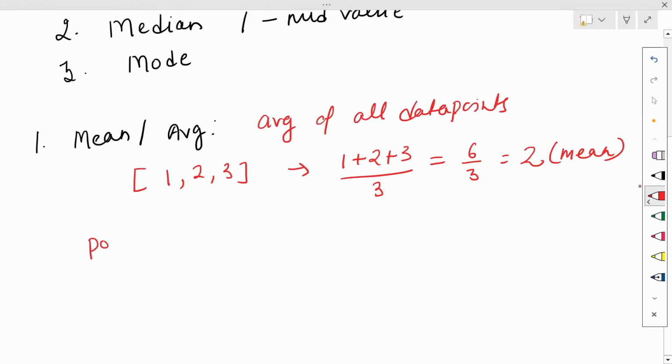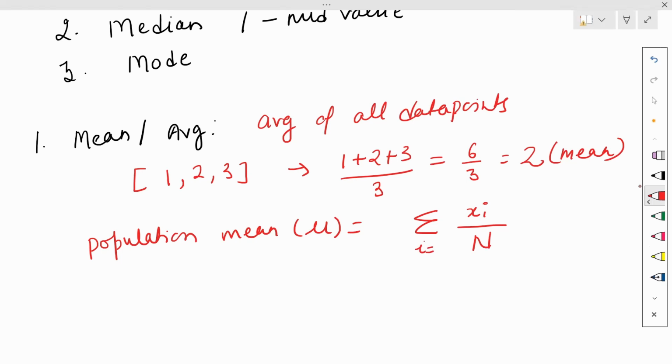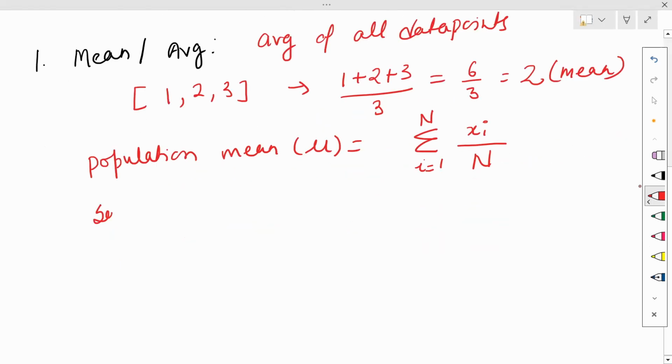The population mean for a particular data set is denoted by mu, and its formula is the summation of all the data points divided by the number of total data points, and the summation will be done from 1 to n. We can also have a sample mean, for which the formula is the summation of all the xi divided by the total number of data points, which is denoted by smaller n, and entries will be taken from 1 to n. Sample mean is denoted by x bar.